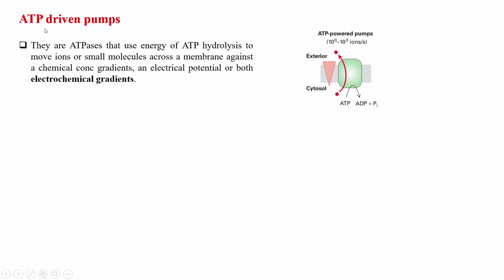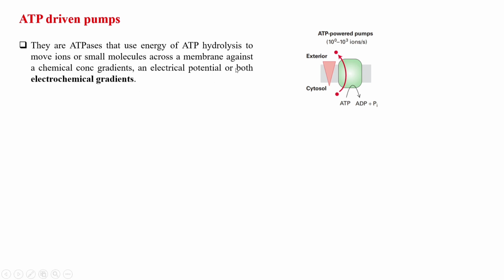So basically this ATP driven pump acts as an ATPase that uses the energy of ATP hydrolysis to move ions or small molecules across a membrane against a chemical concentration gradient, that means from lower to higher concentration. Not only that, this movement can also be against an electric potential. Now what is electric potential? Electric potential means membrane potential, or a voltage. Almost all plasma membranes of all cells have an electric potential or membrane potential. And it has been found that the inside of the cell has a negative charge and the outside has a positive charge.